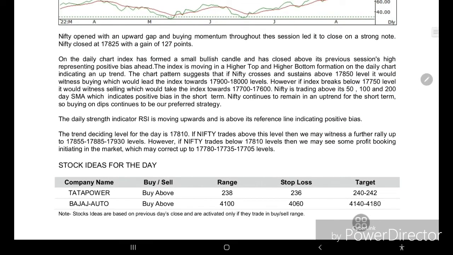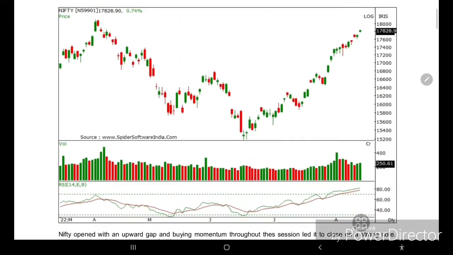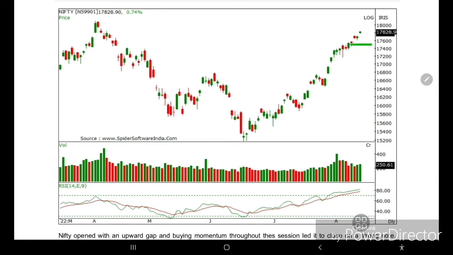This is about Nifty. It is said that Nifty was trading above 50, 100 and 200-day SMA. That means our trend was bullish, and also RSI is moving upward, indicating positive bias. You can see here that this was in uptrend. Nifty was in uptrend, so I have taken a trade for an upward view or for a bullish view. Well, I will show you my positions and what I have done.